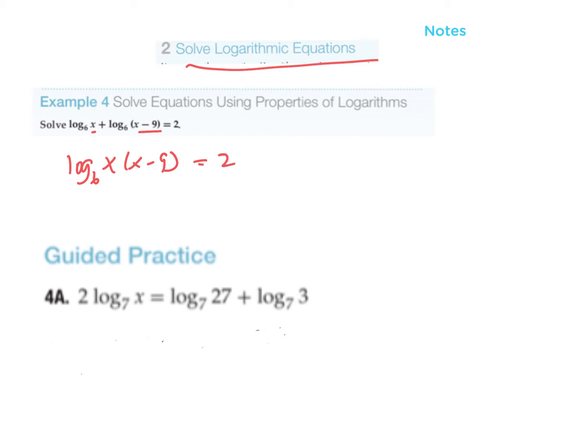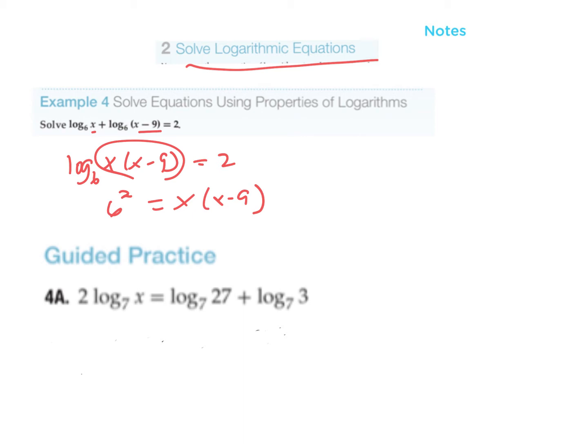Addition means multiplication. And now that I have this, I can convert it. A log base 6 means this 6 equals this exponent. So basically 6 squared, because the base with the exponent equals whatever the log is, and this happens to be x times x minus 9. So I've gotten rid of the log because I've converted to an exponent. Now I can just solve this equation.